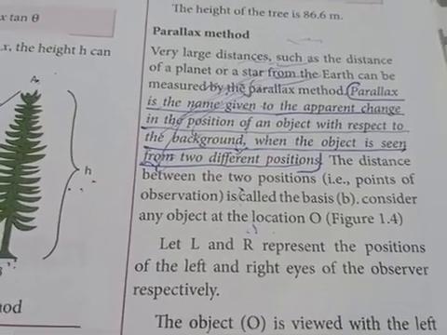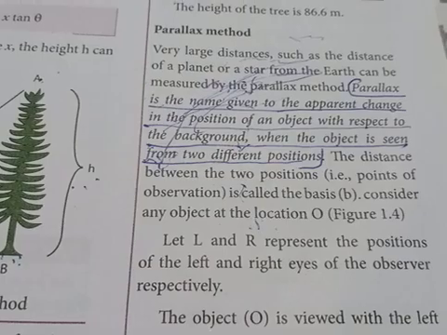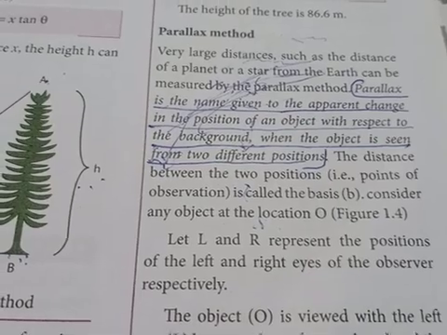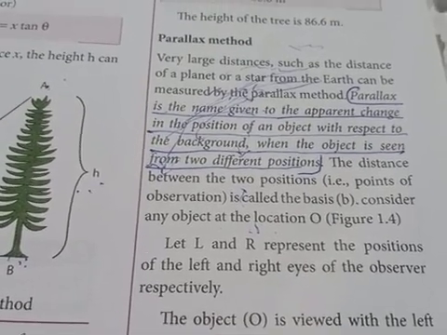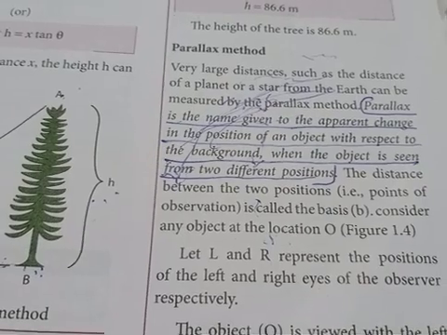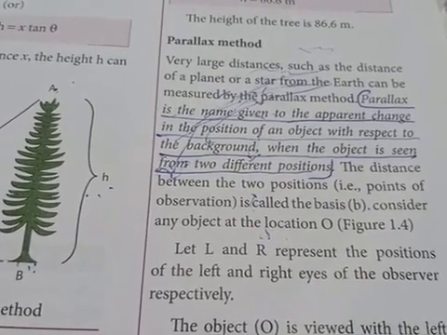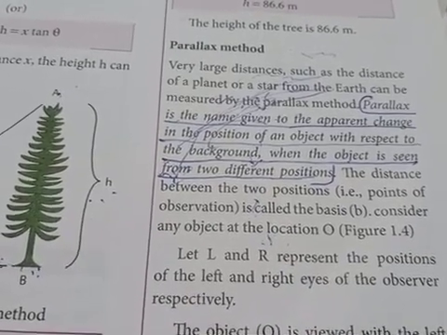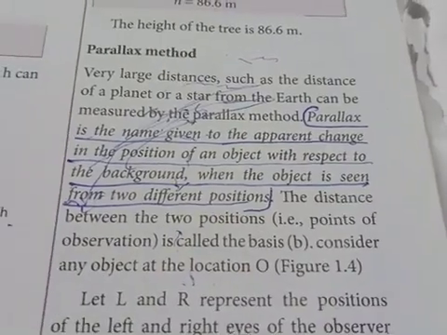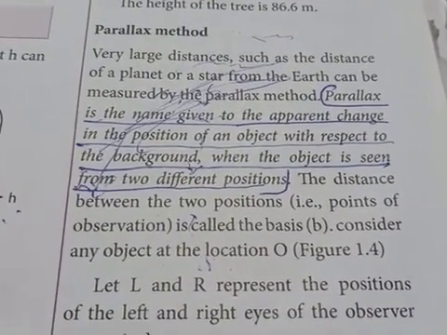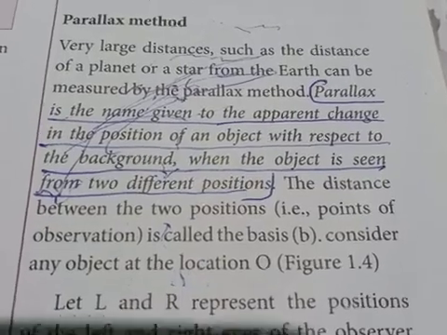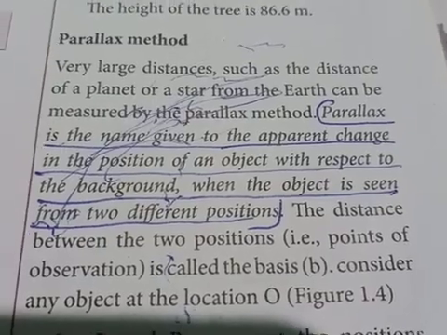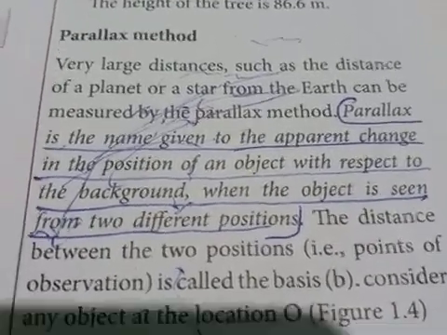Parallax method is another method to find the largest distance. For example, suppose we want to measure the distance from the earth to the moon. The distance between the earth and the moon is measured by using the parallax method. Here you can see the definition of parallax. Parallax is a name given to the apparent change in the position of an object with respect to the background when the object is seen from two different positions.